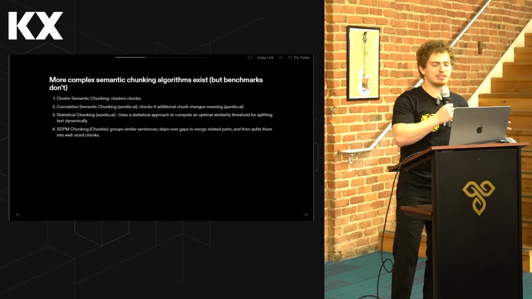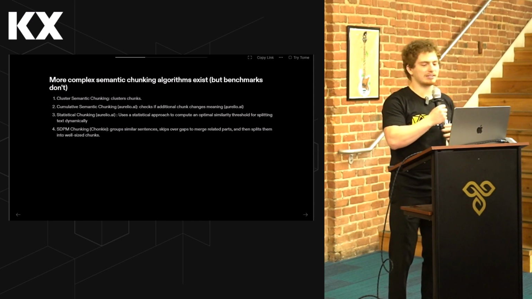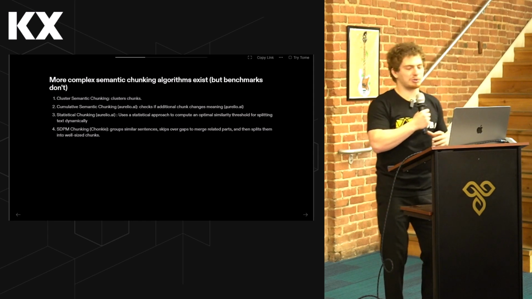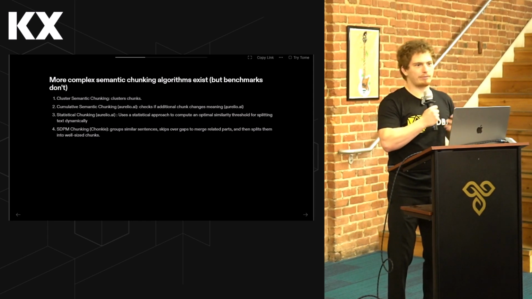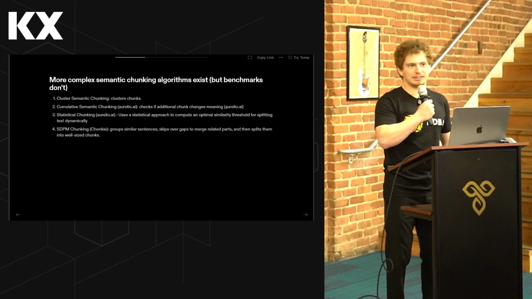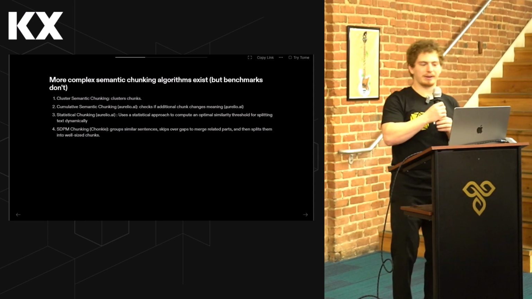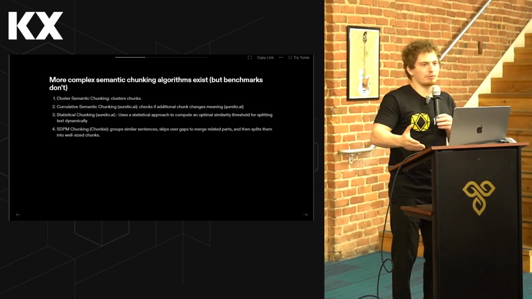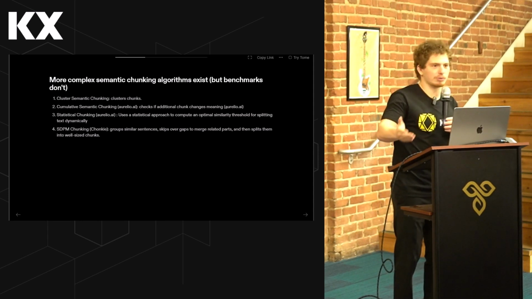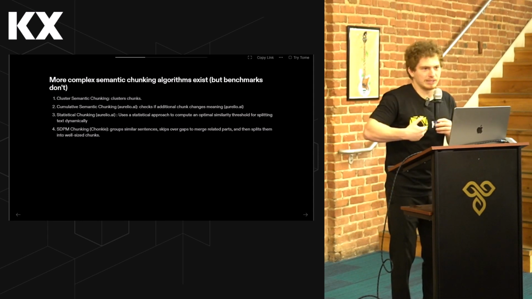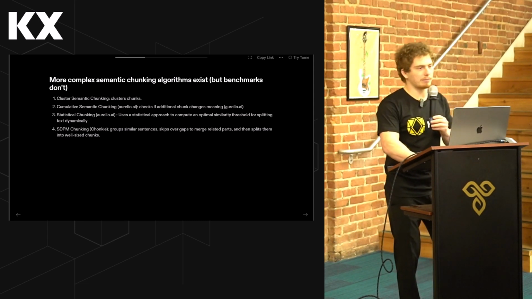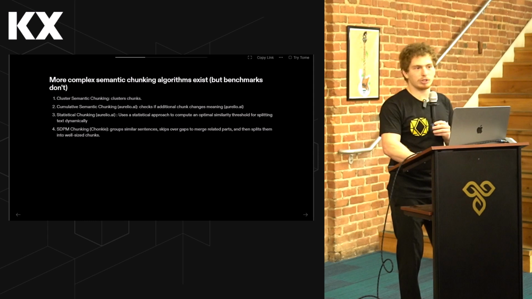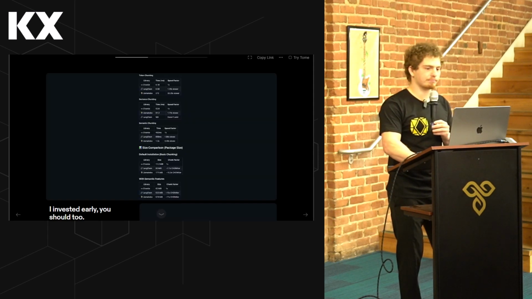It's honestly a mess. It groups similar sentences, skips over gaps to merge related parts, and then splits them into well-sized chunks. Now, if reading this doesn't make any sense, that's because I don't really get the algorithm. I tried reading the code for it, but it kind of went over my head. There's no evidence that I've seen that this performs better than something like statistical chunking, for example. But it's something to consider. You could try it very easily with the Chonkie library.